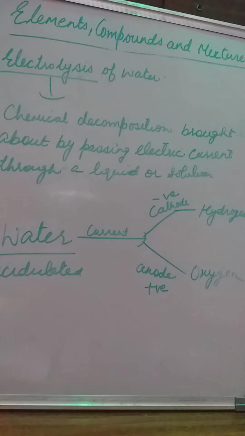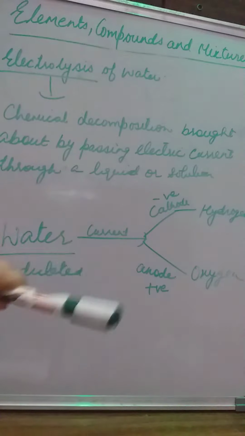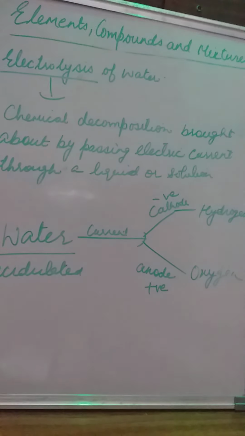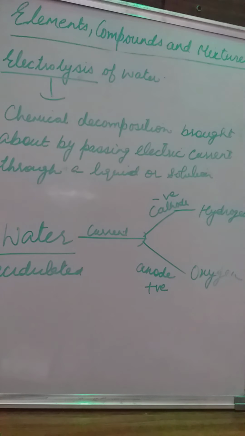Now when an electric current is passed through acidulated water, right, then what will happen? The water decomposes to give hydrogen at the cathode, which is the negative terminal, and oxygen at the anode, which is the positive terminal. So this is termed as the electrolysis of water. So what is electrolysis of water? It is a chemical decomposition of water by passing an electric current through it.